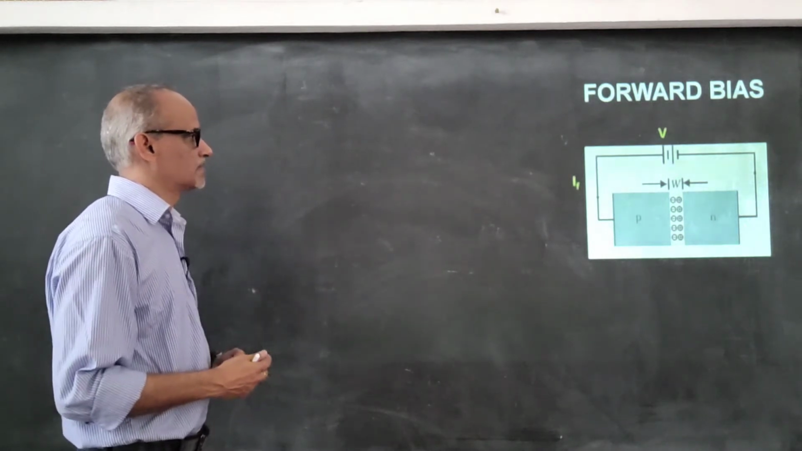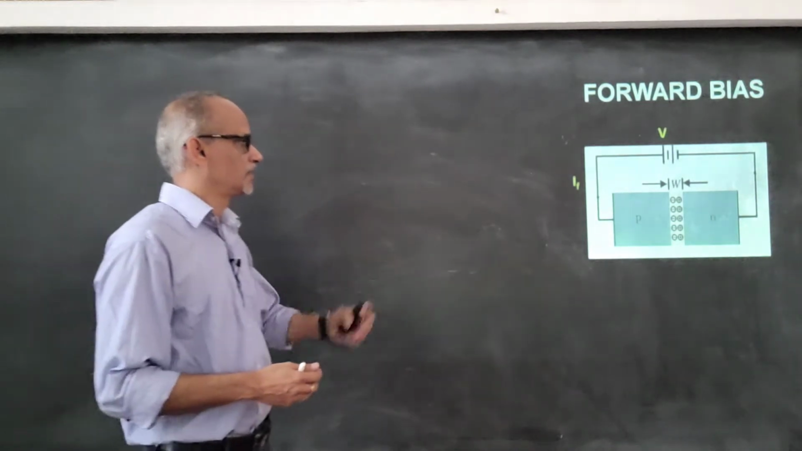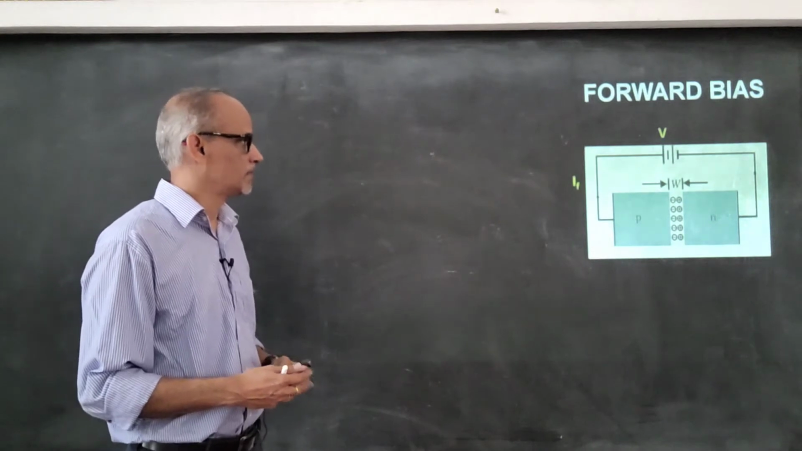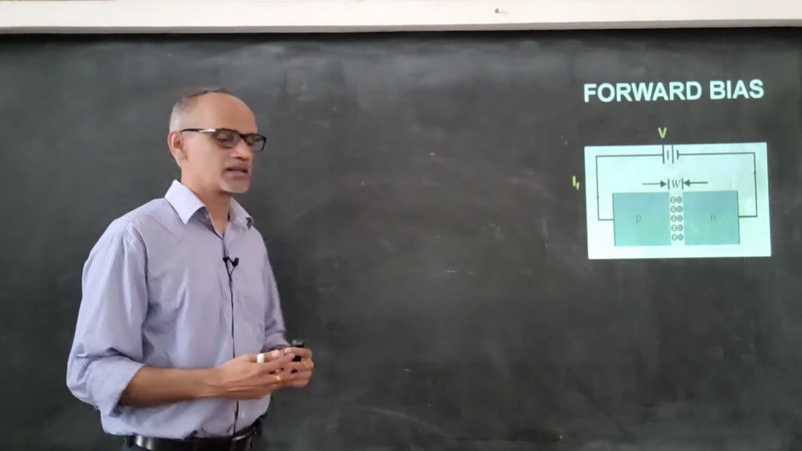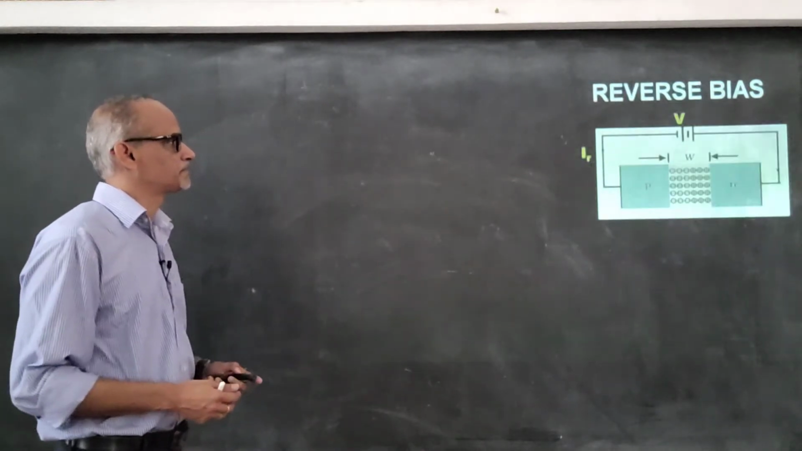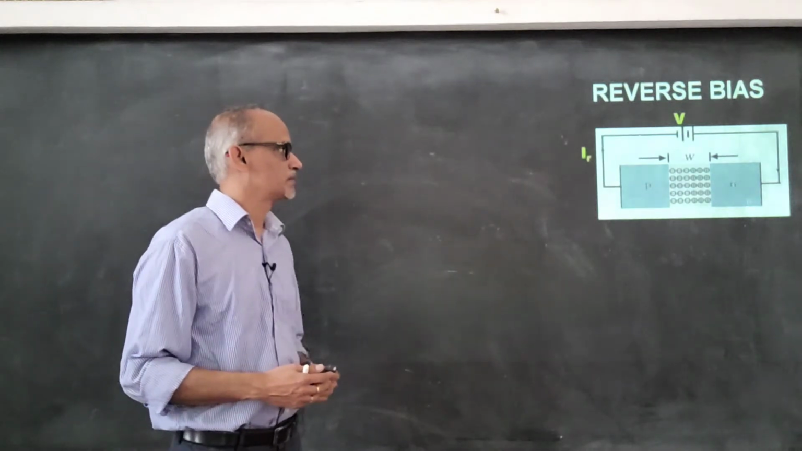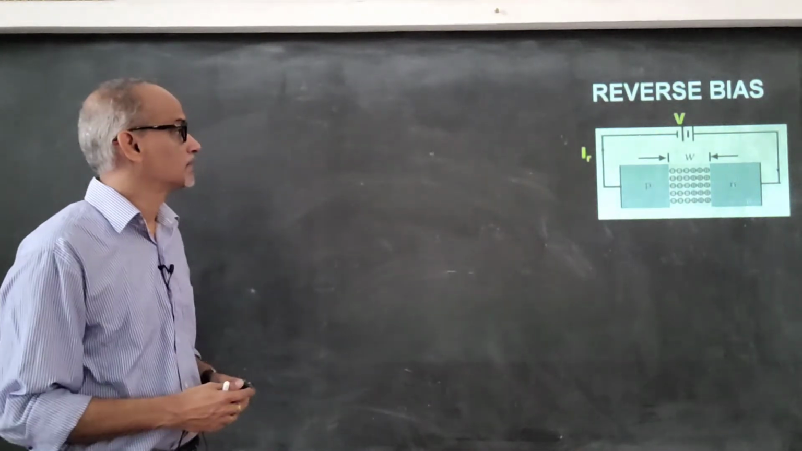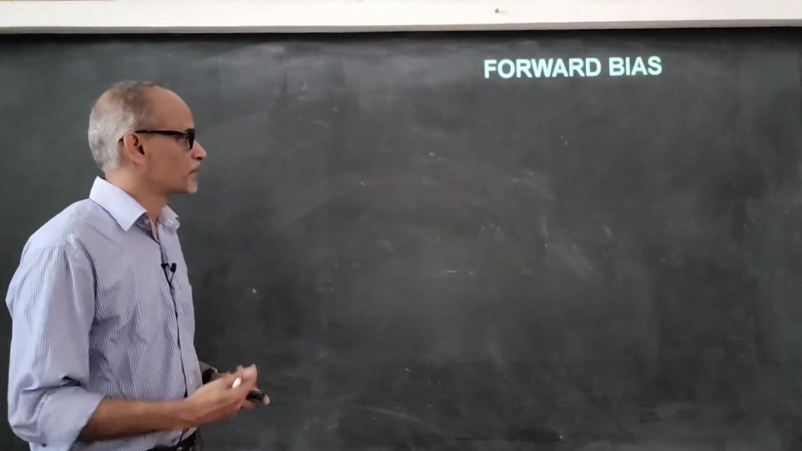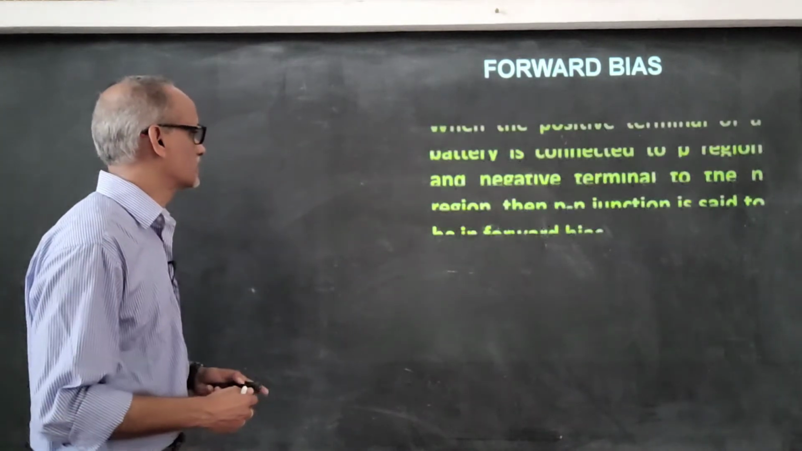In forward bias circuit, the positive terminal of the battery is connected to the P region of the diode, and the negative terminal of the battery is connected to the N region of the diode. Whereas in reverse bias, the negative terminal of the battery is connected to the P side of the diode, and the positive terminal of the battery is connected to the N side. So we'll see all the differences between forward bias and reverse bias.